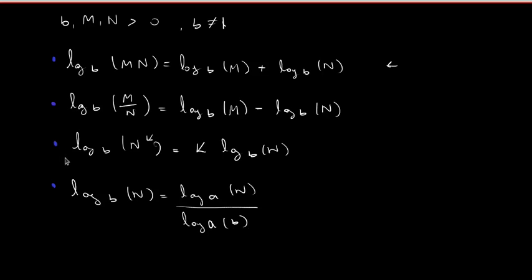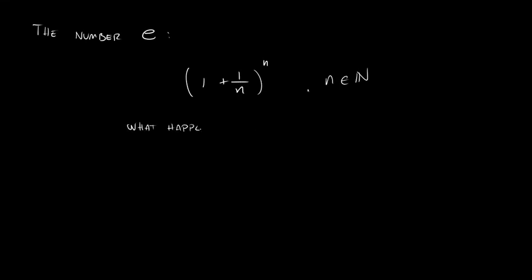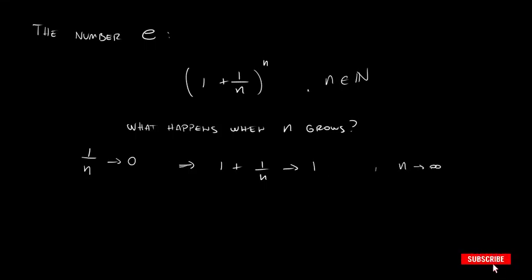And before finishing this video, I wanted to talk about a very important number, the number e. The number e was discovered by Euler when he was working with a very simple expression, this one. He took this expression and asked himself what happens when n grows. It's easy to notice that 1 over n will go to 0 when n is bigger and bigger. So 1 plus 1 over n will be as close as possible to 1. This is all when n goes towards infinity.